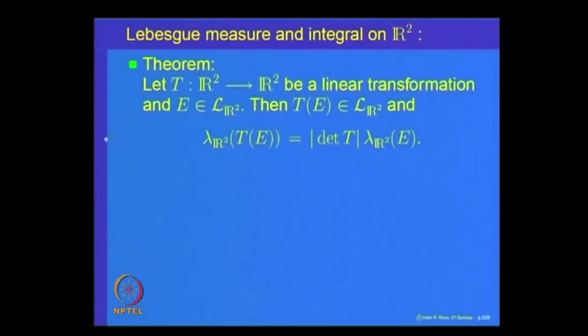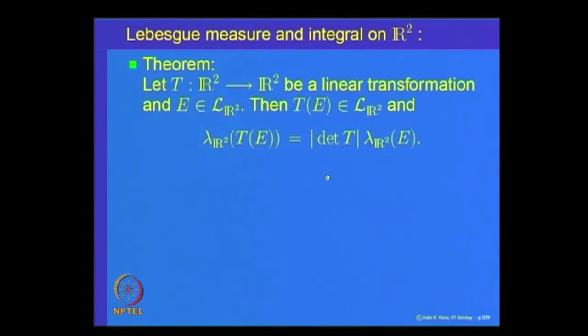Let us recall what we had done, and then we will continue analyzing this problem and some more properties of Lebesgue measure under other transformations. Last time, we started looking at the theorem: if T is a linear transformation from R2 to R2 and E is a Lebesgue measurable subset, then the transformed set T of E, the image of E under T, is again a Lebesgue measurable set, and the Lebesgue measure of T of E is equal to the determinant of T times the Lebesgue measure of the original set E.